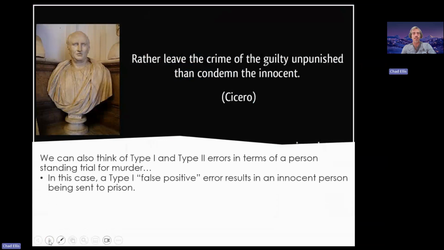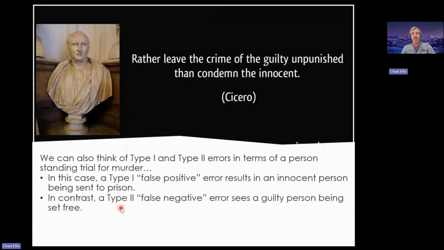So imagine somebody standing trial for murder. In this case, the type 1 false positive would be that the innocent person is being sent to prison. So we have an innocent person, and the presumption of innocence is kind of like our null hypothesis. If that person actually is innocent and the trial finds them guilty and sends them to prison, well, the outcome is essentially a type 1 or false positive error. Alternatively, imagine that person is guilty of murder, but the court finds them not guilty. In this case, a false negative type 2 error would be seeing a guilty person being set free.